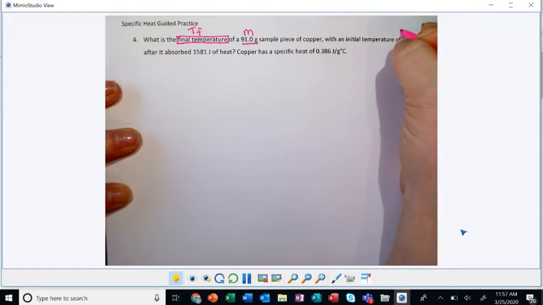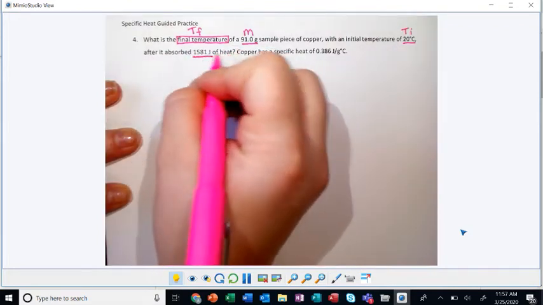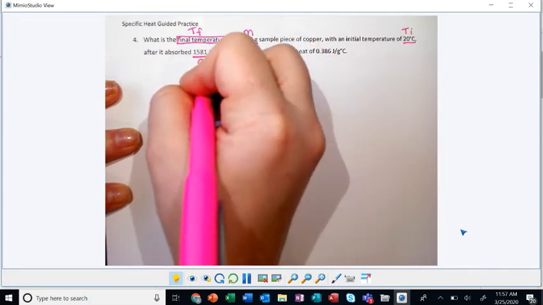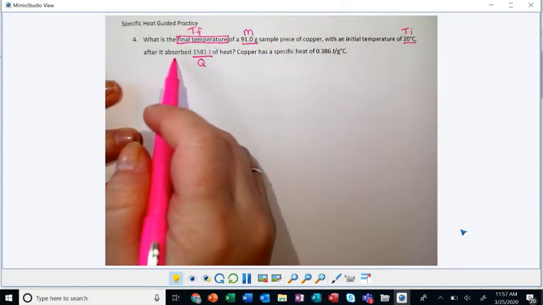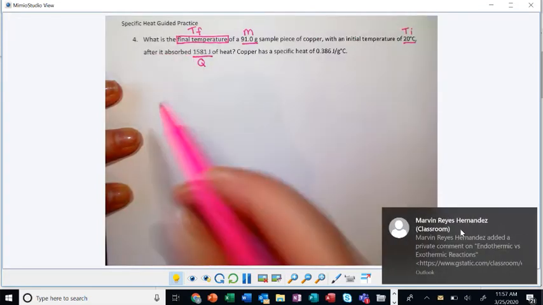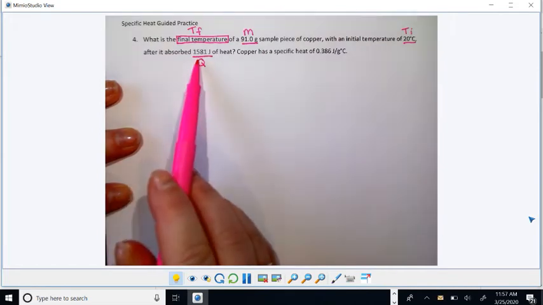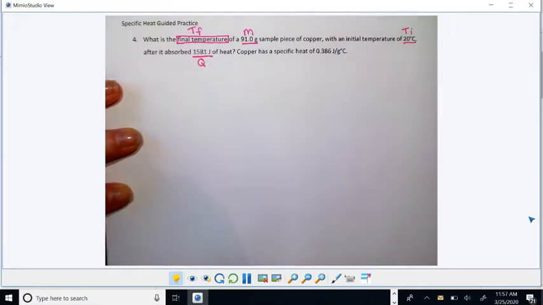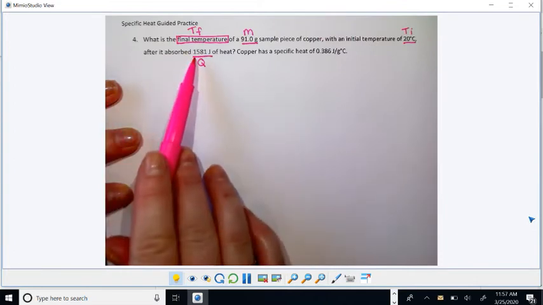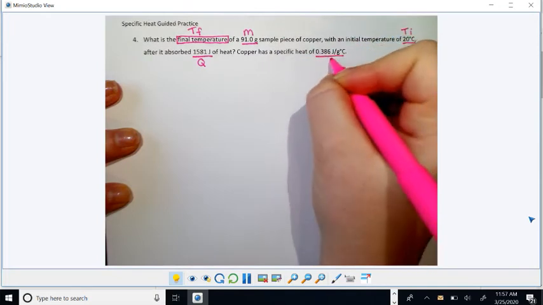This is my Ti. After it absorbed 1,581 joules of heat. So this is my Q. And let me point out that it says that we absorbed heat. Remember, when we absorb heat, that is an endothermic reaction. So that must be a positive Q. If it said that we released the heat, we would have to make this Q negative, right? Keep that in mind because they won't always put this as a negative number, right? And copper has a specific heat of this. So that is my C.